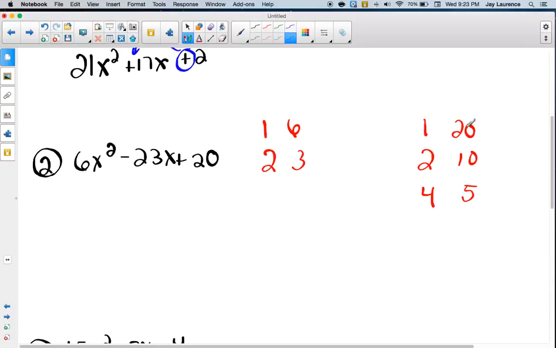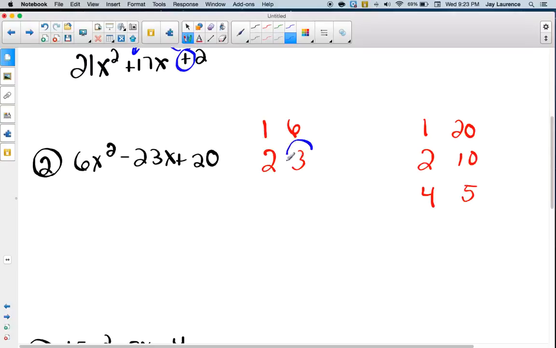6 times 1, 20 times 1 is going to be 26. That's too big. 12 times 10, nope, that's only 22. It can't be 6 times either of those because those are too big. So it's not going to be 1 and 6. So let me see here.